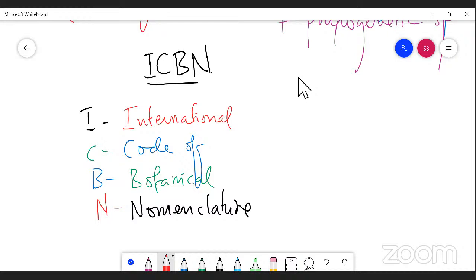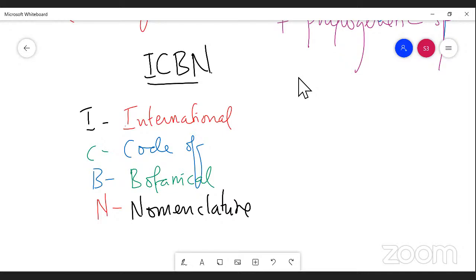That is called ICBN. Simply, I can say, the eminent and expert taxonomists from India, America, London, and throughout the world gathered in a place and discussed certain rules and regulations for framing a plant name: how to name, what to name, which language should be used, and how many words should be there for naming a plant.